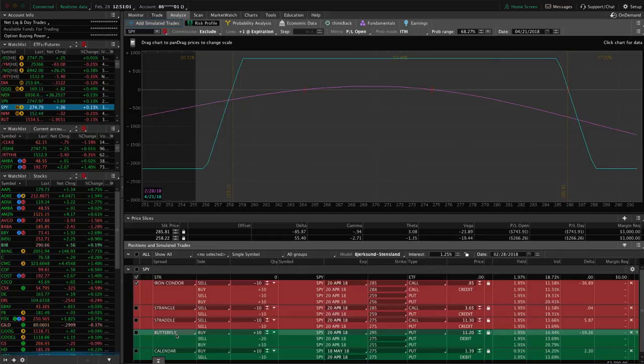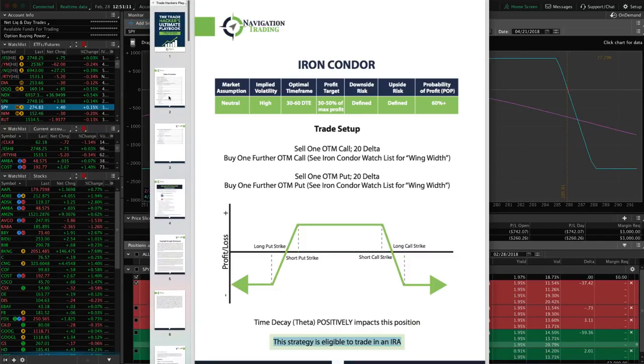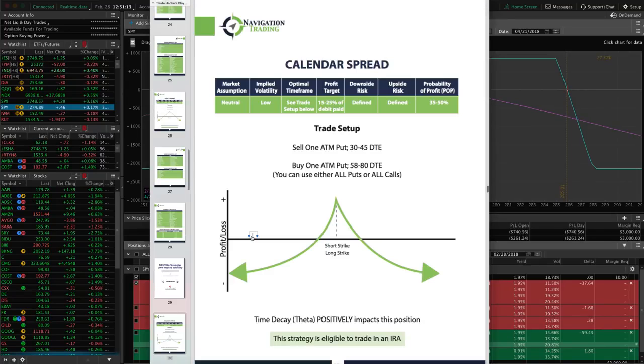But what if implied volatility is low? Then what kind of strategy can we use? Now that's where the calendar spread comes in. So let's go back to our ebook and reference the calendar spread, and this is what that looks like. So again, our market assumption is neutral, but this is where we want to enter these trades when implied volatility is low. We're looking for a profit target of 15 to 25% of the debit paid, and similar to a butterfly or an iron condor, our downside risk is defined as well as our upside risk is defined.